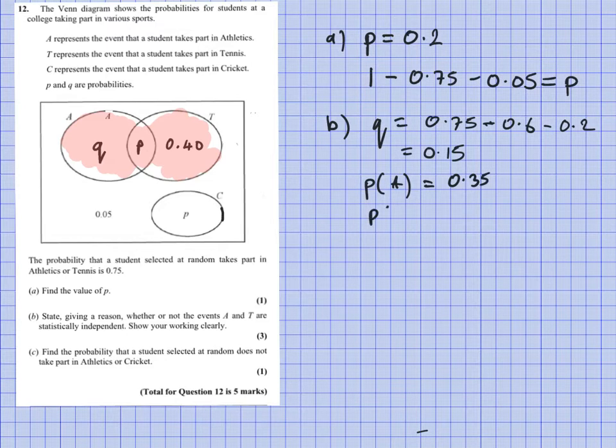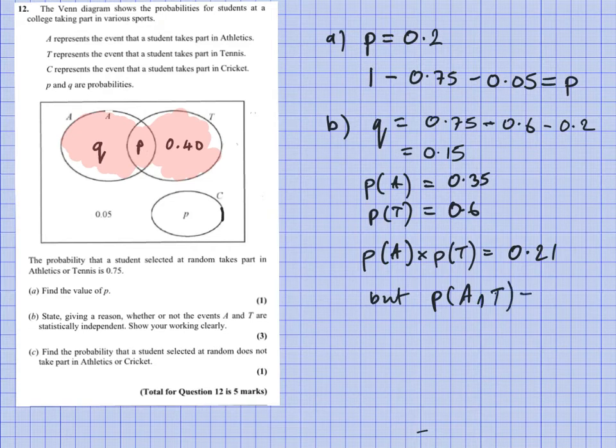The probability of T, the chance that they do tennis, is 0.6. And that gives us the probability of A times the probability of T is 0.35 times 0.6, which is 0.21. But the probability of A and T, the intersection, equals 0.2. Then they're not equal, so it's not independent.